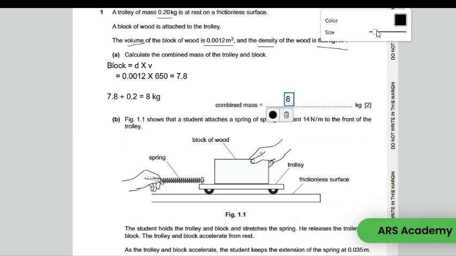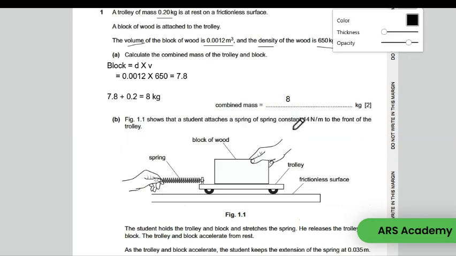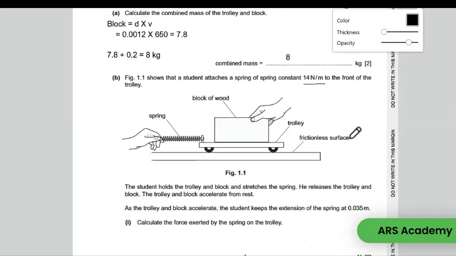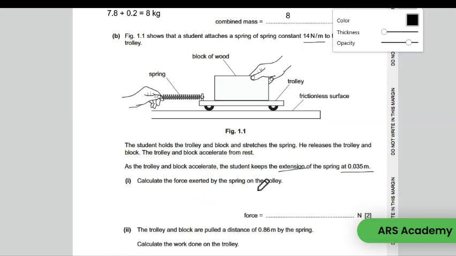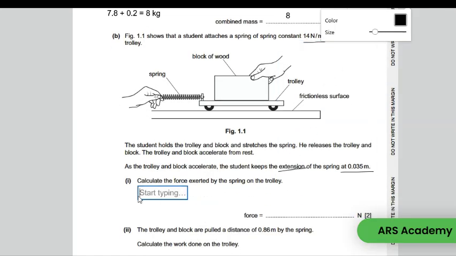Question B. Figure 1.1 shows that a student attaches a spring of spring constant 14 Newton per meter to the front of the trolley. The student holds the trolley and the block and stretches the spring. He releases the trolley and the block. The trolley and block accelerate from rest. As the trolley and block accelerate, the student keeps the extension of the spring at 0.035 meter. Calculate the force exerted by the spring on the trolley.